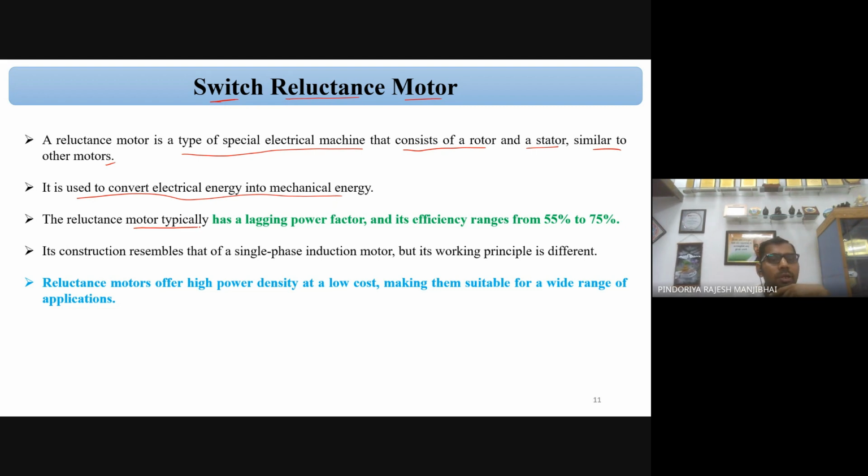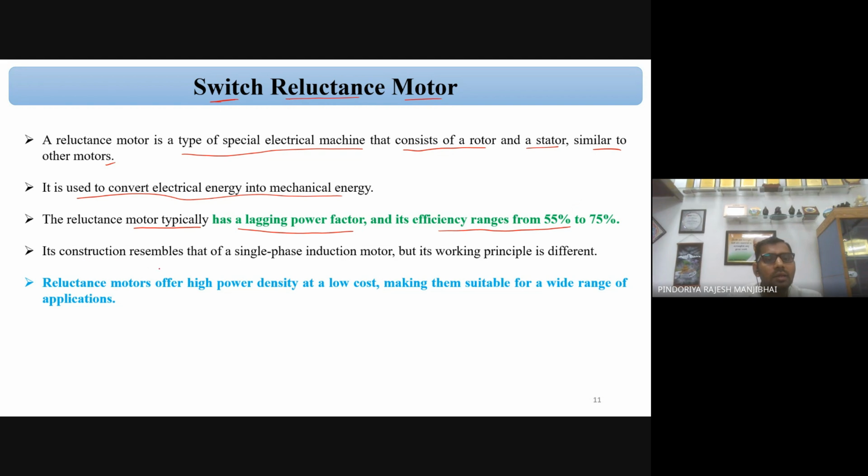A reluctance motor typically has a lagging power factor. You know, a synchronous motor can operate at both lagging and leading, correct? But this switch reluctance motor we can use only for the lagging power factor, and its efficiency ranges from 55 to 75%. That is one of the major advantages of this switch reluctance motor.